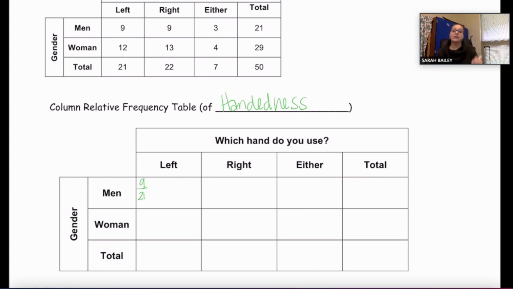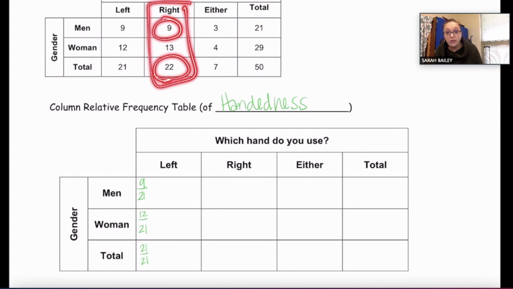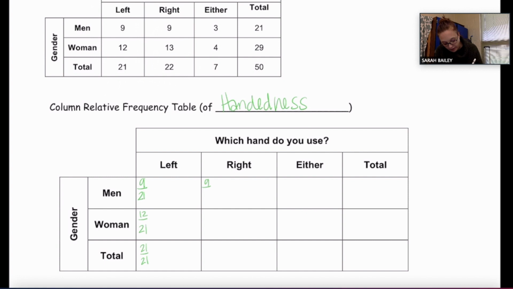I'm going to go straight down. For women, I'm going to do 12 out of 21. And for my total will be 21 out of 21. Now I'm going to do my right-handed people. Okay, so that's 9 men out of 22 total people that are right-handed. So I'm going to do 9 out of 22. For women, I'm going to do 13 out of 22. And my total will be 22 out of 22.